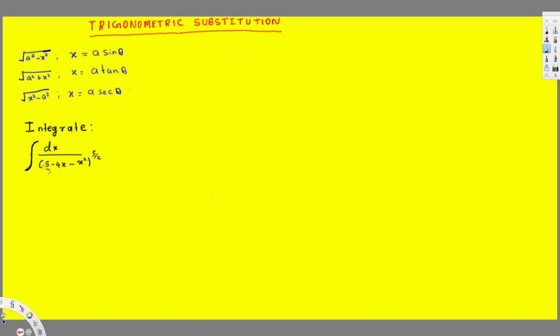So let's grab this part here. We have 5 minus 4x minus x square. I can rearrange this one in the order of the power. So this is going to be minus x square minus 4x plus 5. I can take the minus common here. So this is going to be x square plus 4x, and we have a plus 5 right here.